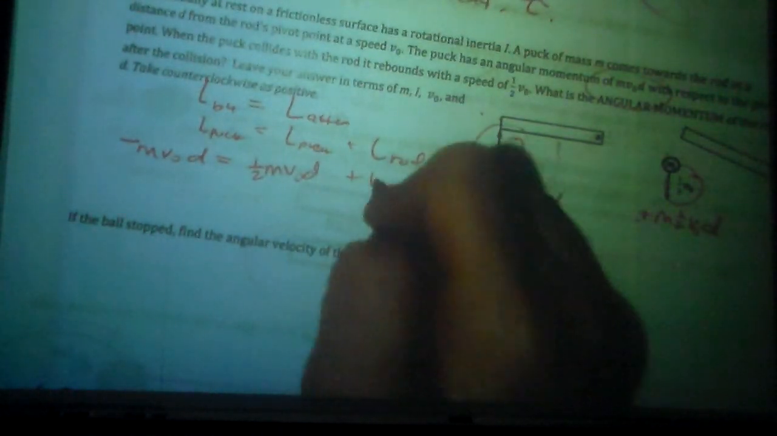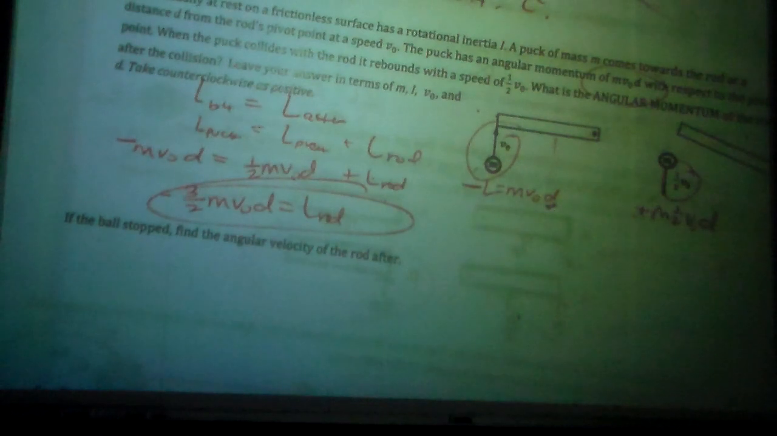And then I need to take into account direction. So at first this was clockwise, so this guy is negative. This guy's counterclockwise, so it's positive. And then this is the 1/2 mv naught d. Just pull the half out front because it's just a coefficient, plus L rod. And I don't even have to substitute in for L rod because I'm looking for it. So then I subtract over. This is 1 mvd minus 1/2 mvd, which is negative 3/2 mv naught d. And there's your answer.